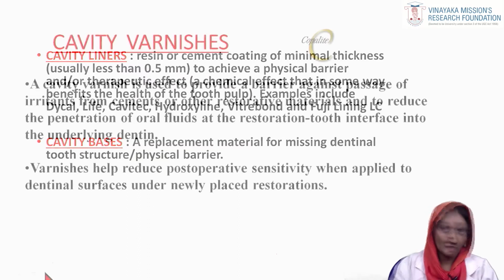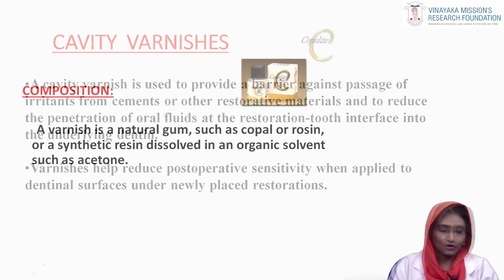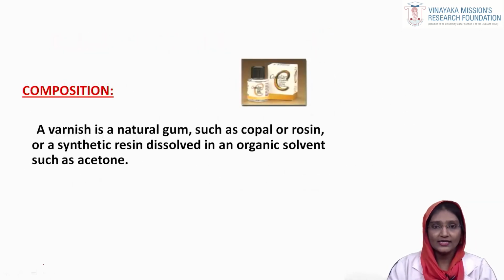So next one is the cavity varnish. The cavity varnish is used to provide a barrier against the passage of any irritants from the restorative materials, and it also reduces the penetration of the oral fluids at the resin tooth interface into the underlying pulpal tissues or the dentin. Okay, so this varnish also helps to reduce the post-operative sensitivity when applied to the dentinal surfaces under a newly placed restoration. Moving on to the composition, the varnish is a natural gum like copal or rosin or a synthetic resin which gets dissolved in organic solvents like acetone, ether or chloroform.